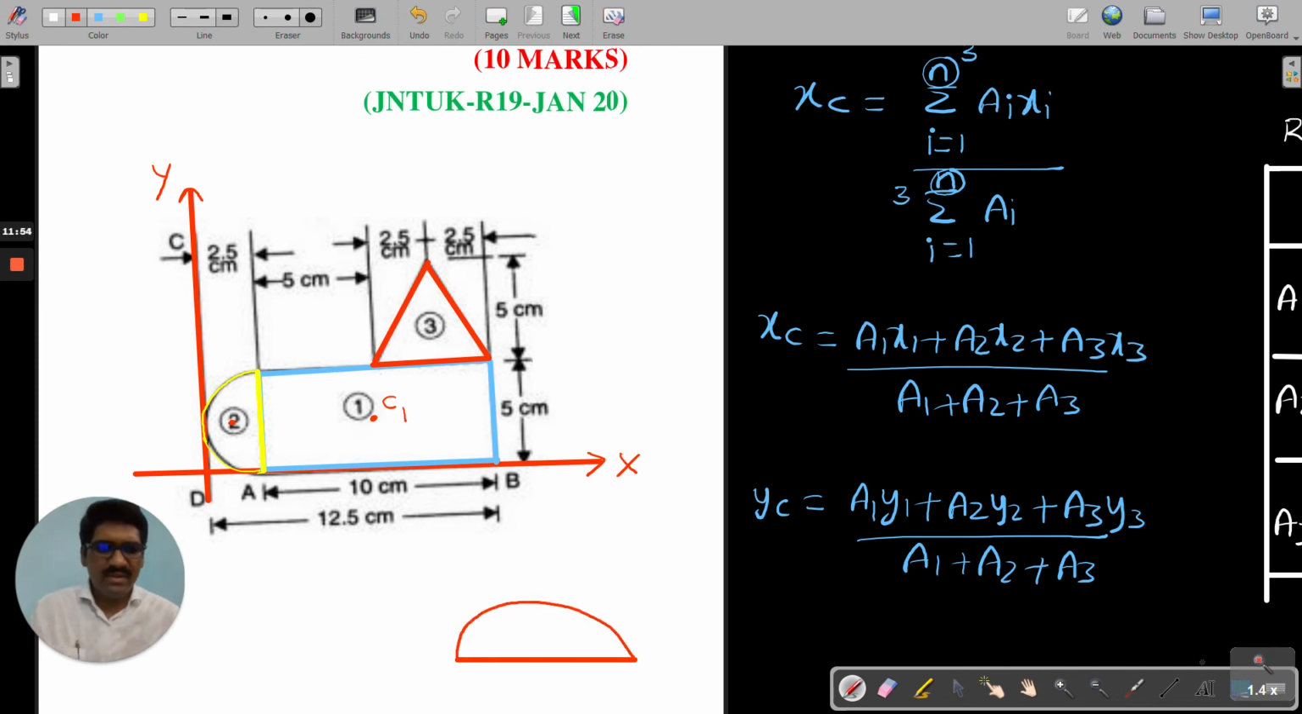A semicircle I am taking. Now, for example, if it is your x-axis, and this one is nothing but y, I am taking, all of you. So this always becomes the position of the centroid, centroid C.